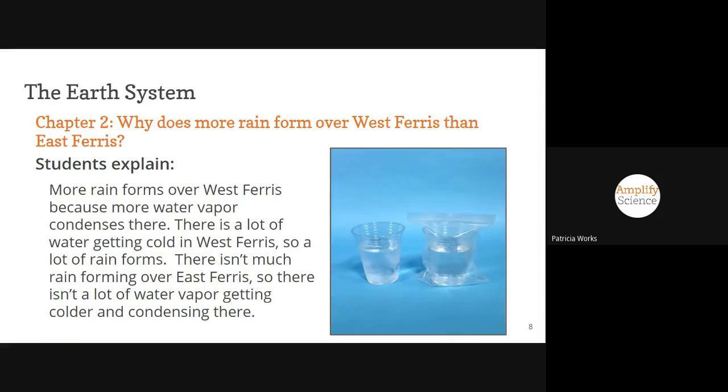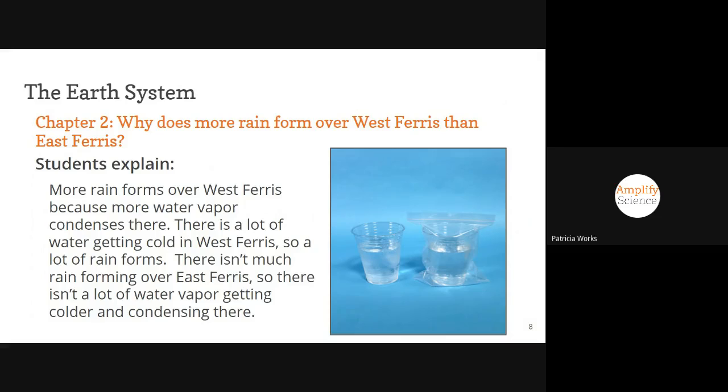In Chapter 2, your students will try to figure out why more rain forms over West Ferris than East Ferris. Students figure out that rain can happen when water vapor gets cold and condenses into liquid water. When water molecules are spread apart, they're water vapor. When enough water vapor gets cold, the water molecules move close together and form liquid water. This is condensation. When enough liquid water condenses from water vapor, rain can happen.